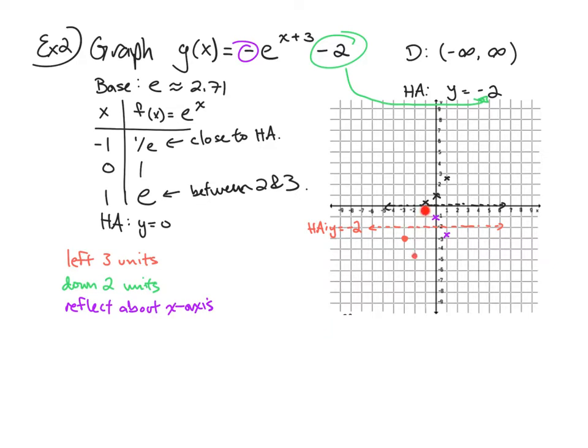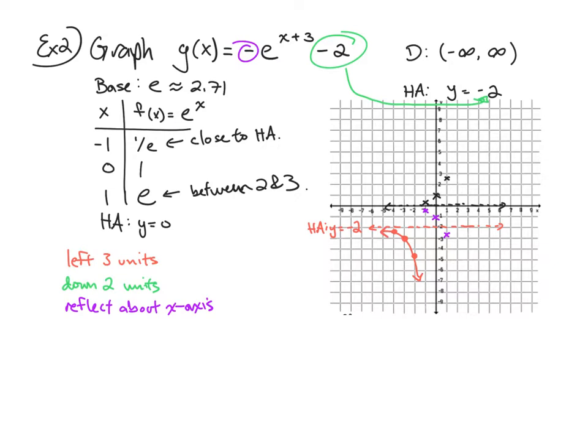This point, you can move it left 3, and then just make sure it ends up a little bit below the horizontal asymptote. There's not very much specificity going on here. And that's it. Those are the 3 points. We can connect those. There we go. And there's our graph.